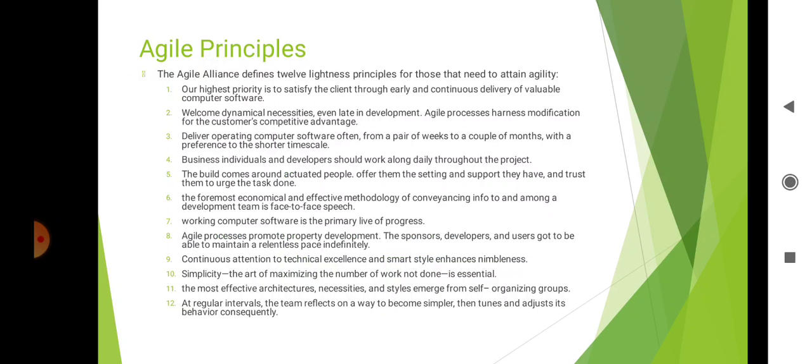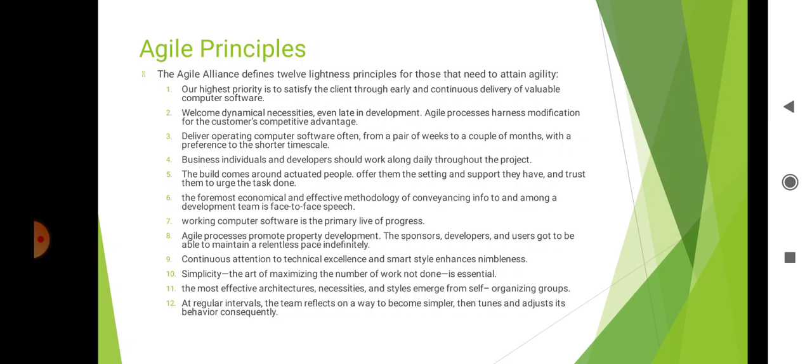The third principle is deliver working software. That means operating computer software often, from a couple of weeks to a couple of months, with a preference to the shorter time scale. Fourth is business people and developers should work together daily throughout the project. Fifth, build projects around motivated individuals, give them the environment and support they need and trust them to get the job done. Then sixth, the most efficient and effective method of conveying information to and within a development team is face-to-face conversation. That means face-to-face speech.